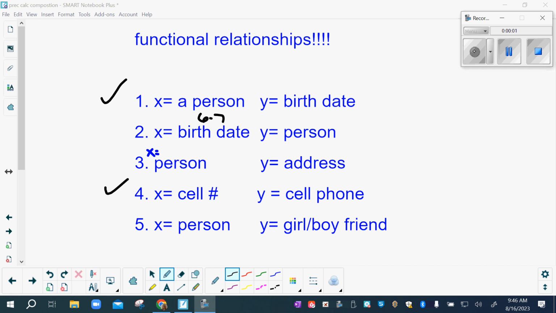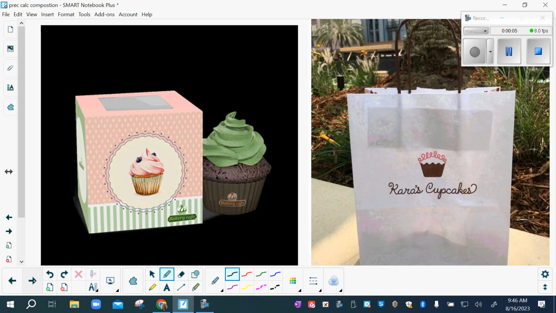Officially now, I'm taping. Here we go, rock and roll fans. We're talking about a thing called composition of functions.